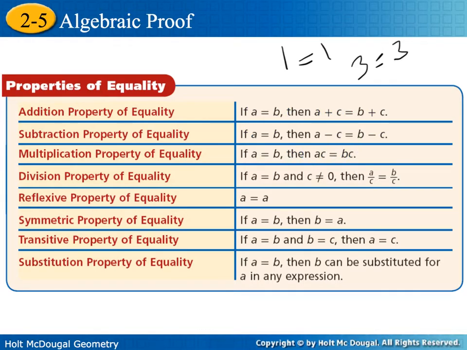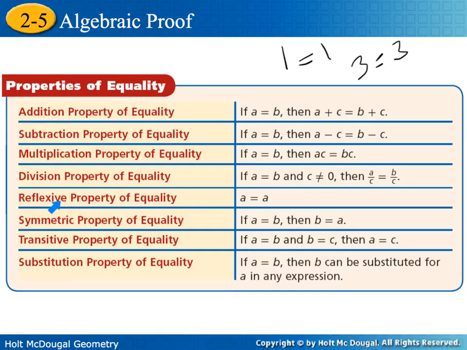Think of it like you're holding a scale. If I multiply the left side by C, or let's just say 2, if I multiply the left side by 2 and I multiply the right side by 2, if the scales are even, they'll stay even. Division property, as long as C does not equal 0, because we can't divide by 0, if A is divided by C and B is divided by C, then those are going to be equal.